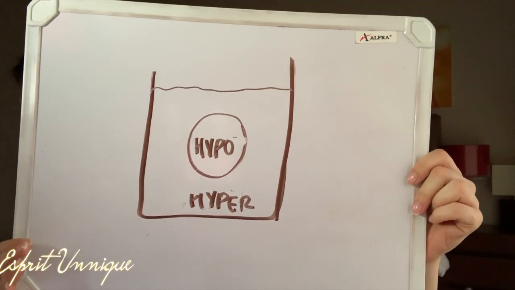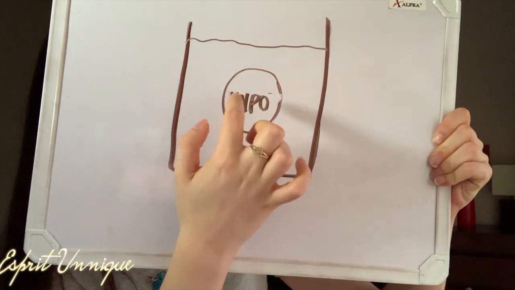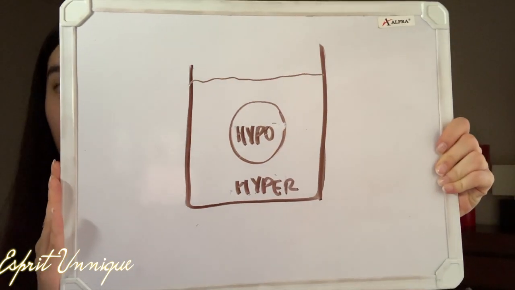What happens when a cell is placed in an isotonic solution? So that means there's the same solution here and here. Well, there is no movement of water.